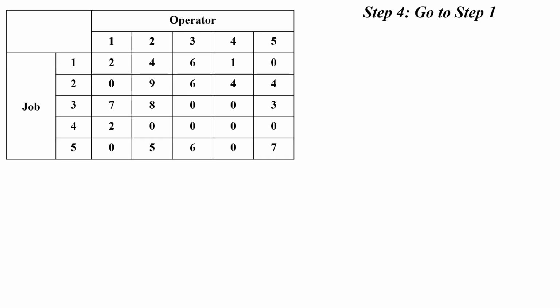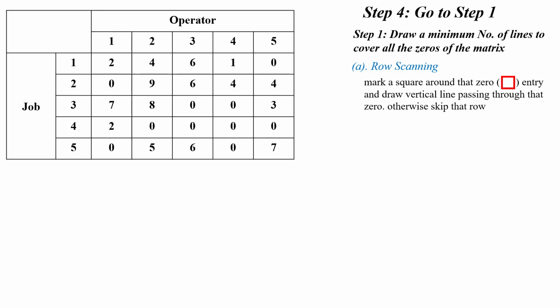Next we will go for step 4, that is, go to step 1. Step 1 is to draw the minimum number of lines to cover all the zeros of the matrix. In step 1, first I have to go for the row scanning. In the first row there is only one 0, so I mark a square around that 0 and draw a vertical line. In the second row also there is only one 0, so mark a square around that 0 and draw a vertical line.